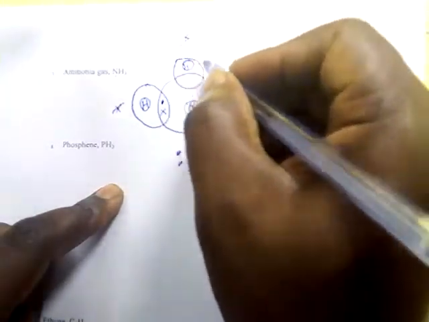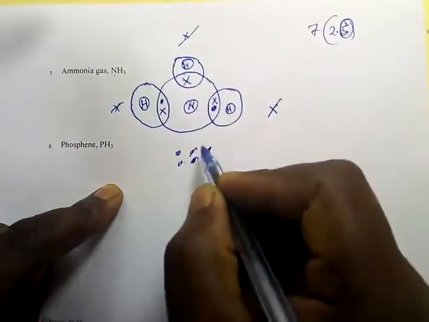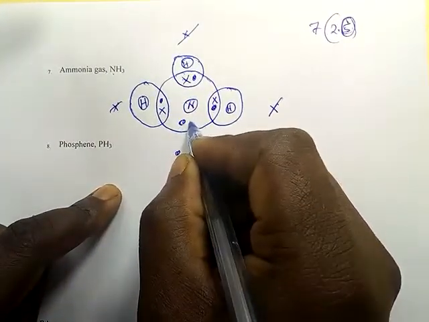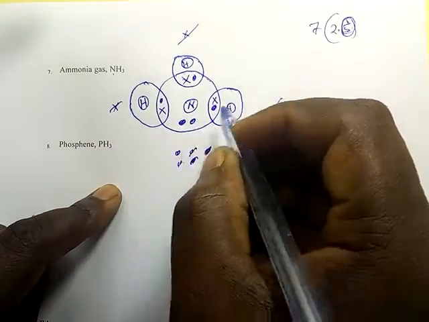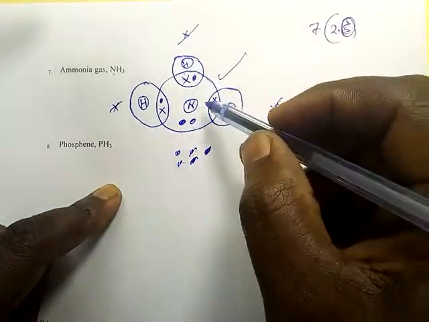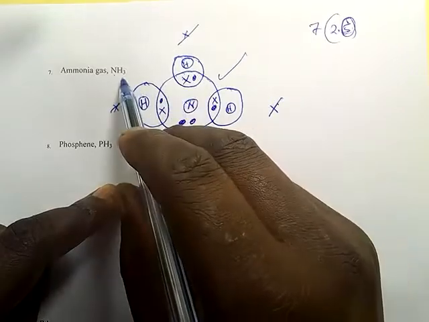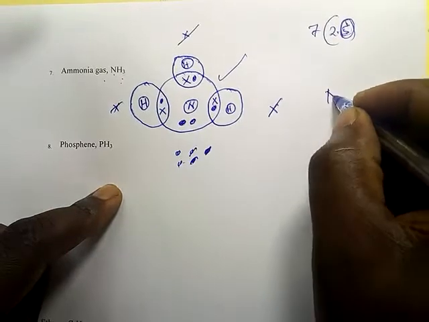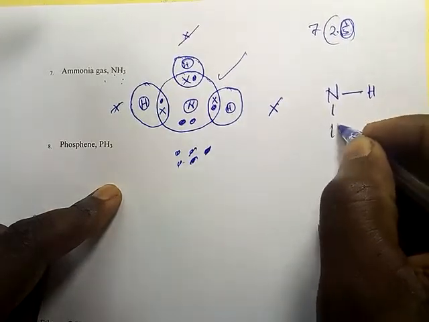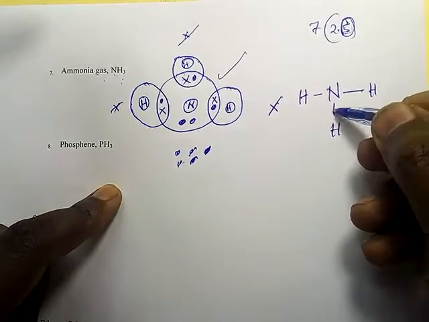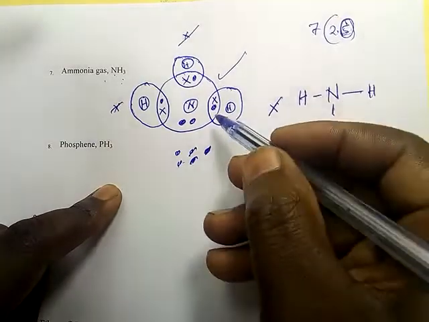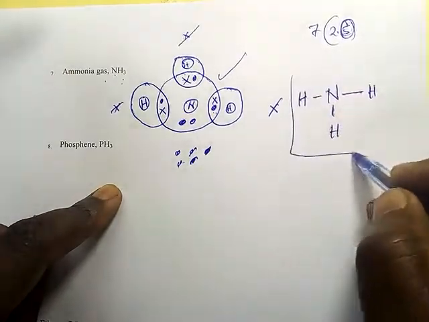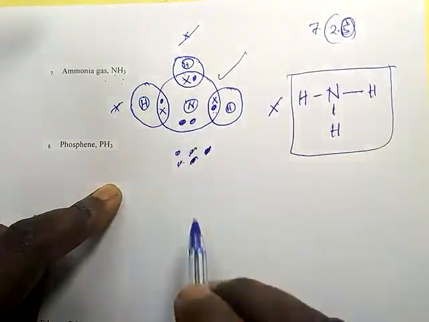This hydrogen provides this one, and this one provides another one. So 2 are left, and you put them inside here. By so doing, this is the correct structure for ammonia gas. How else can you put it? You will put nitrogen, hydrogen, hydrogen, hydrogen, because this single line represents 2 electrons, so it is a single covalent bond. This one is the same as this.